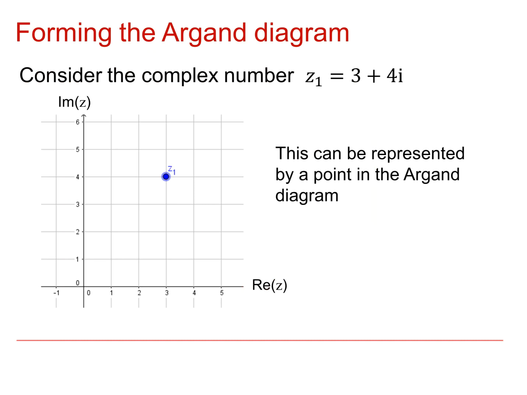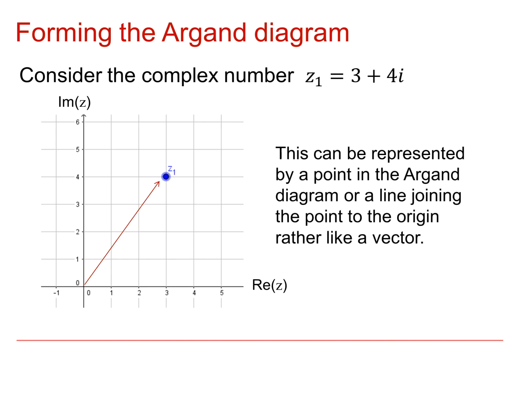Here's the complex number z1 equals 3 plus 4i. It's plotted on the Argand diagram. The real part of z, 3, is the x-coordinate, and the imaginary part, 4, is the y-coordinate. We can think of it as a point, or we can draw a line and consider it to be a vector.